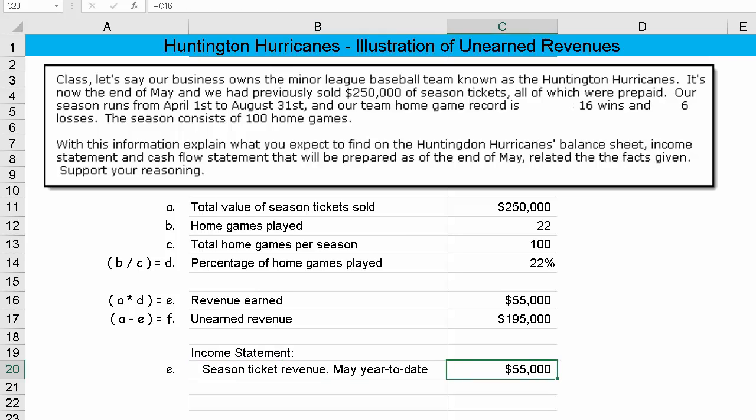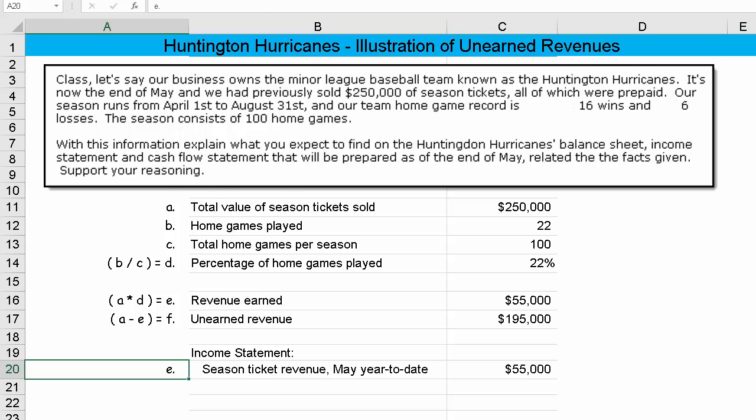Now, they haven't given you when the fiscal year starts and ends, but given that this is a minor league baseball team, we would think the fiscal year is going to end at the end of the season. So if they have played 22% of their games, then they are entitled to record 22% of the season tickets sold as revenue on the income statement. So we expect to see revenue on the income statement of $55,000.